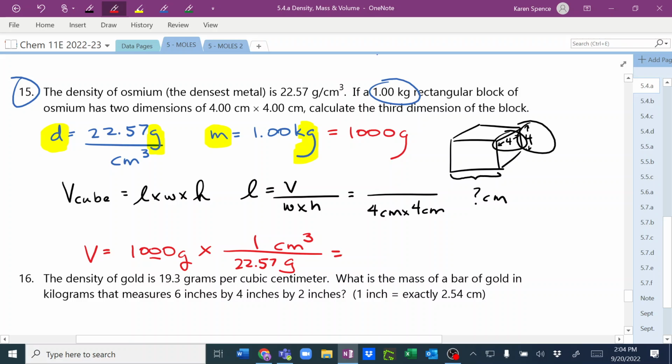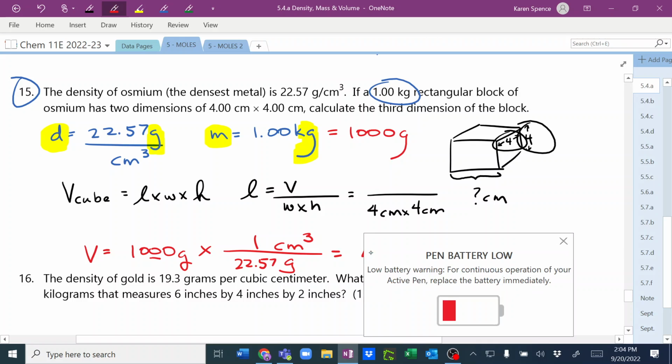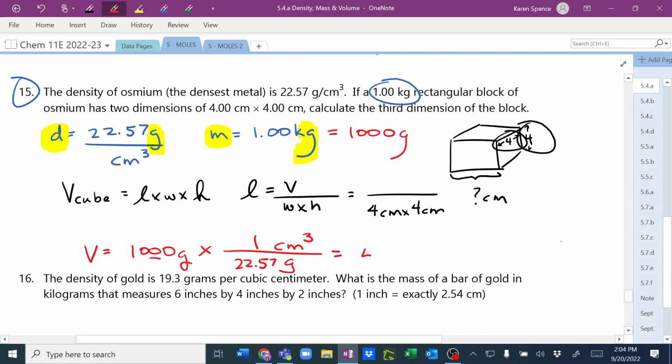So what have I done with my calculator? There it is. 1,000 divided by 22.57 is 44. Oh, the battery's low. But that's not the same. Okay. Oh, okay. That's all right. I have this one. Look at that. Okay, come here. 44.307.